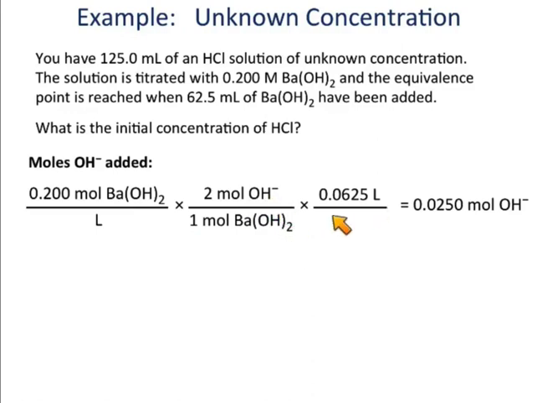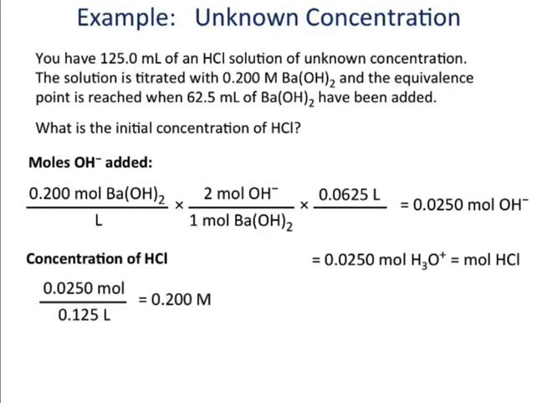And then you multiply moles over liters by liters, and then you get moles. So this is how many moles of hydroxide we added. And then that is the same as the number of moles of H3O+ that was there in the first place. Now we need concentration. We take moles over liters, and you have concentration. Ta-da.